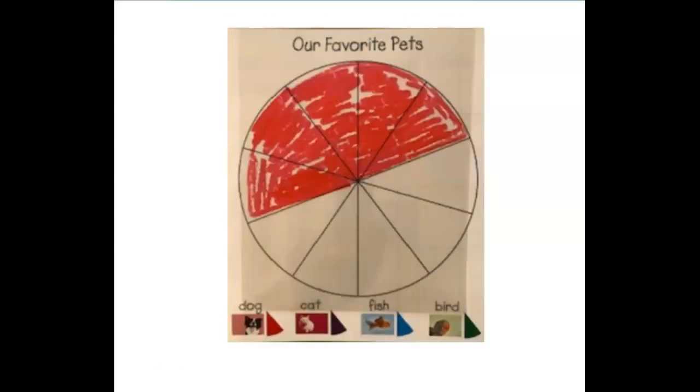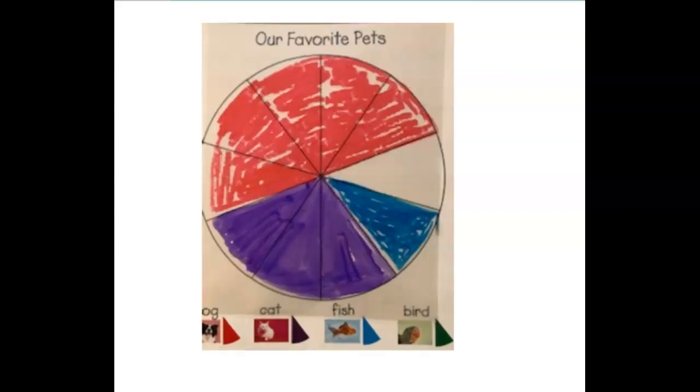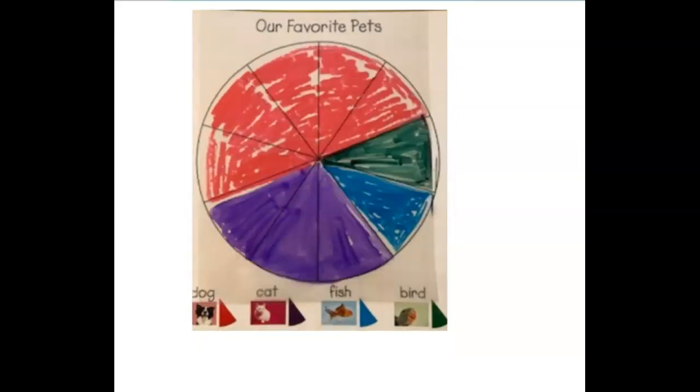Our favorite pets, you can see how many people chose dogs. 1, 2, 3, 4, 5. Then we need to add in our cats. How many people chose cats? Great. What do you think is next? Fish. How many people chose fish? And finally, birds. How many people chose birds?